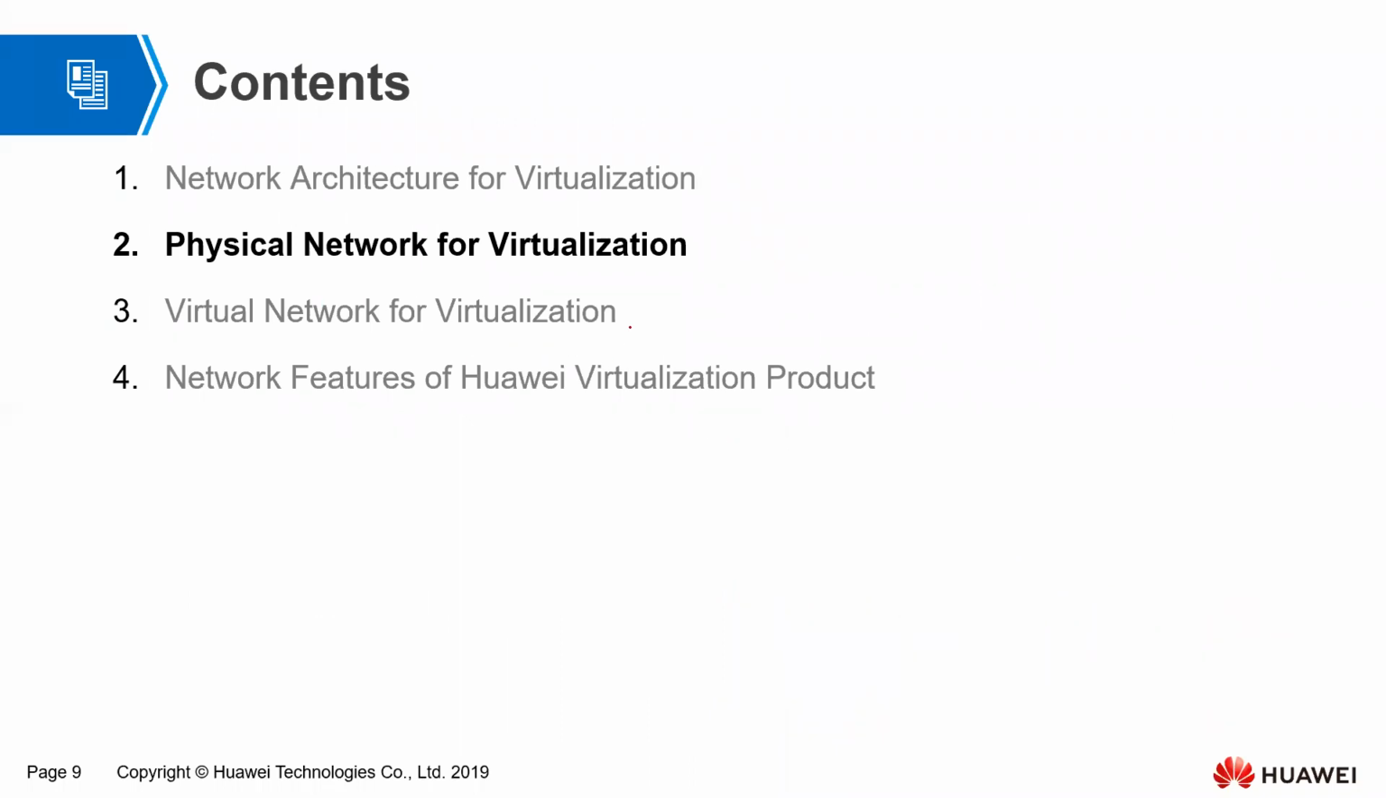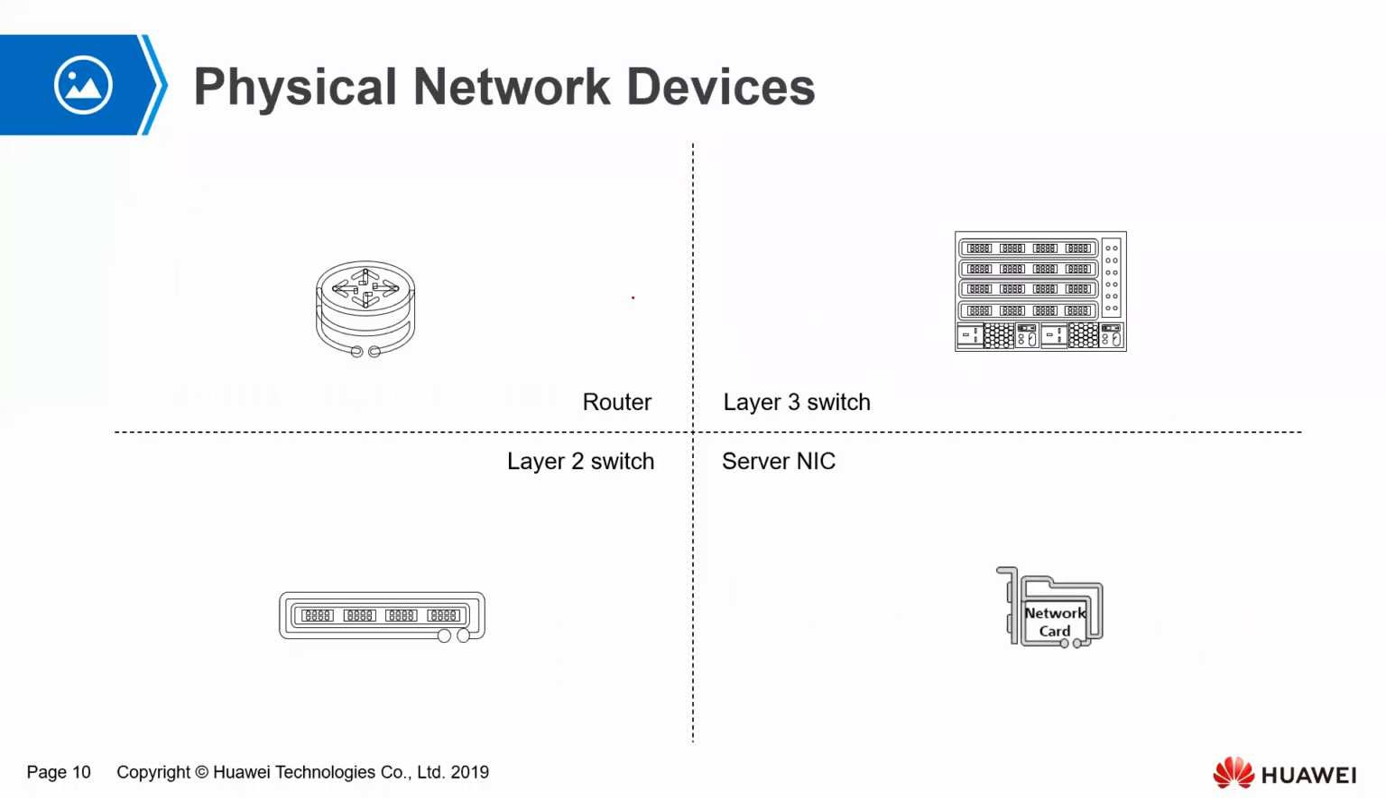Let us look at the physical network for virtualization. We have been looking at these things, we've been talking about them, we have been mentioning them. But now I'll give an opportunity to some of you to go ahead and tell me. I think we have talked more about the router. We have also talked about switches. We have also talked about layer 3 switches, server.